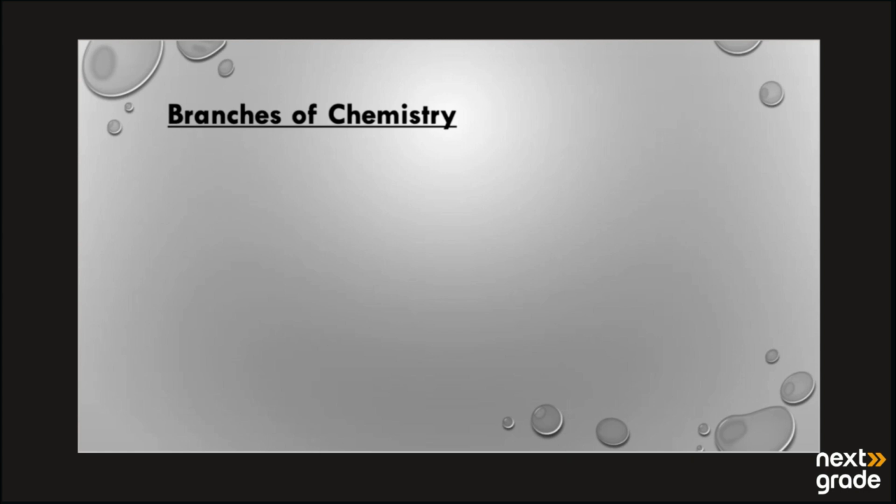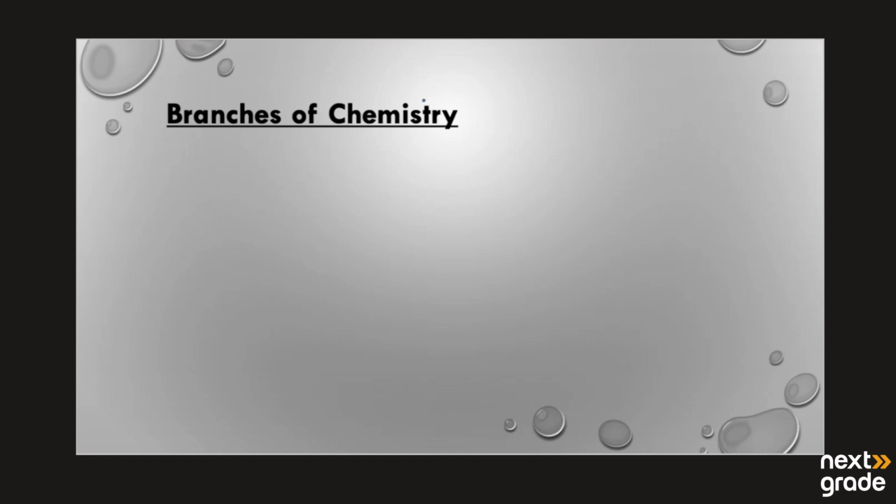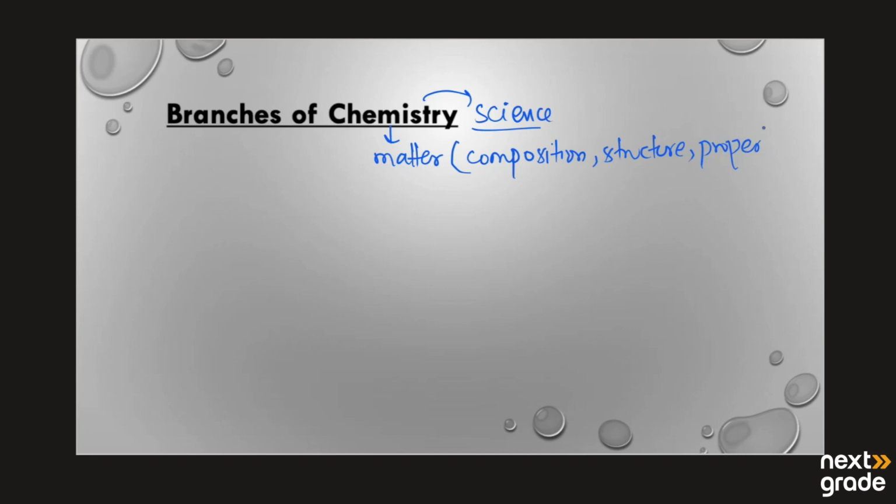Mainly, chemistry is a branch of science, and in science, we study everything that is around us. And in chemistry, basically, we study matter: its composition, its structure, its properties, along with the chemical reactions. So we will study matter and its composition, structure, properties, and reactions under chemistry.